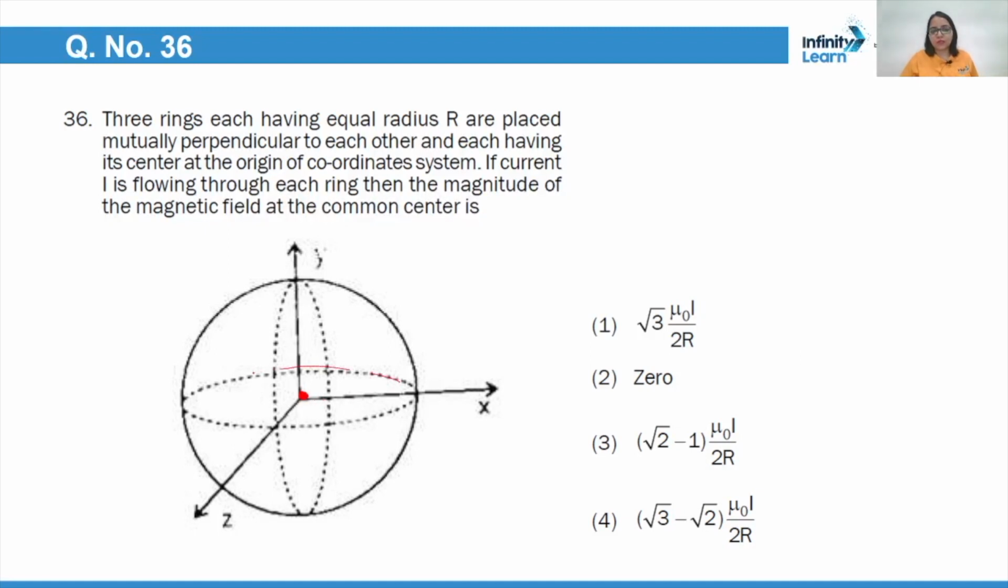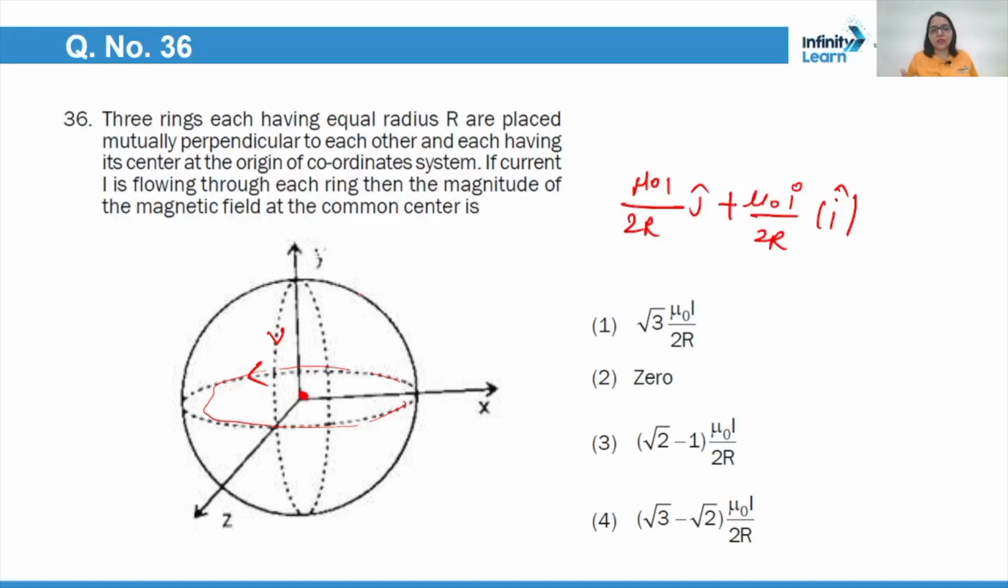So due to this, let's say current is flowing like this. So the magnetic field is along the y-axis, which is mu naught I upon 2r j cap. Plus due to this one, let's say current is flowing like this. So the magnetic field due to this one will be mu naught I upon 2r along i cap.